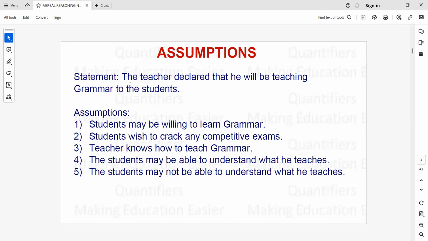For example, let's say the statement is saying, the teacher declared that he will be teaching grammar to the students. So what assumptions can be there? So the teacher declared that he will be teaching grammar to the students. So now students may be willing to learn grammar.